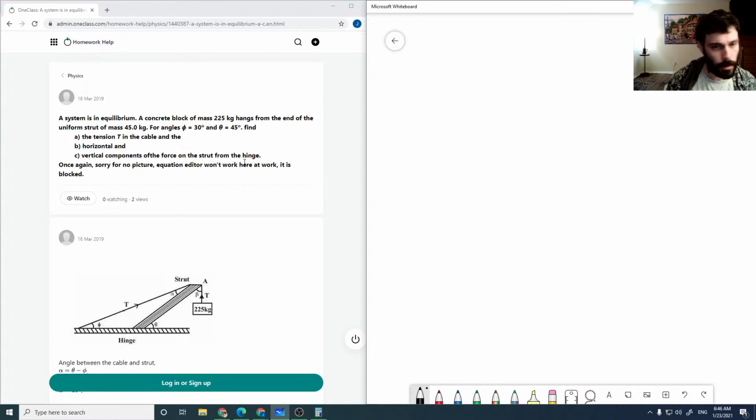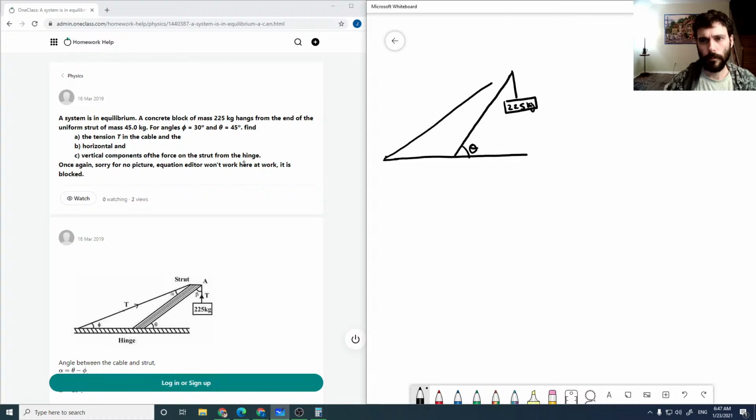Okay, a system is in equilibrium. We've got a hinge point here, a strut, a mass, okay, and then that guy's at theta, and then this is coming out at phi. And the question wants the tension in the cable.